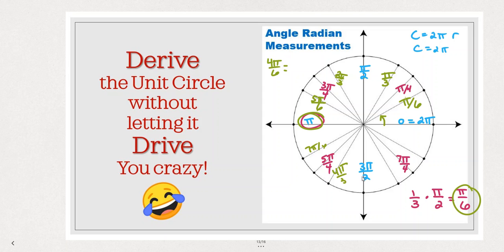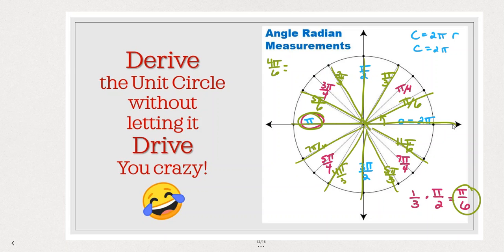9/6 reduces to 3 over 2. 10/6 reduces to 5 over 3. And then finally 11/6. Let me show you that one more time. The green: 1/6, 2/6, 3/6, 4/6, 5/6, 6/6, 7, 8, 9, 10, 11 pi over 6. 12 pi over 6 reduces to 2 pi. And that's how we could go all the way around the circle in the angle measurements in radians.